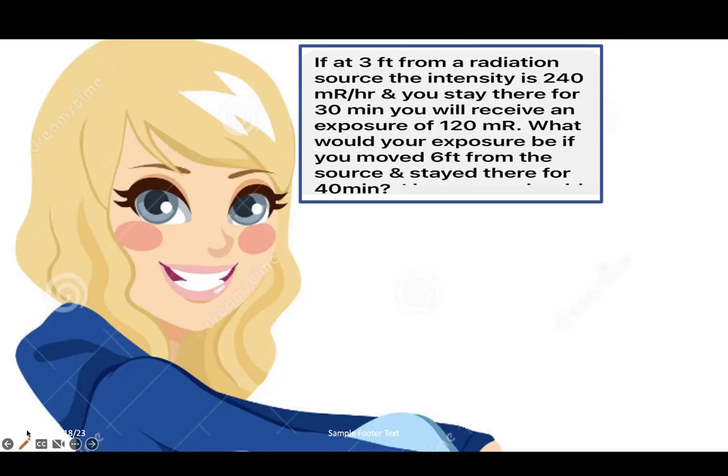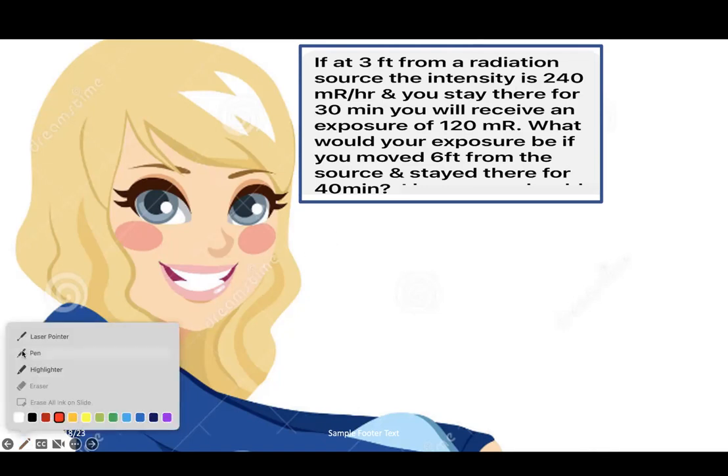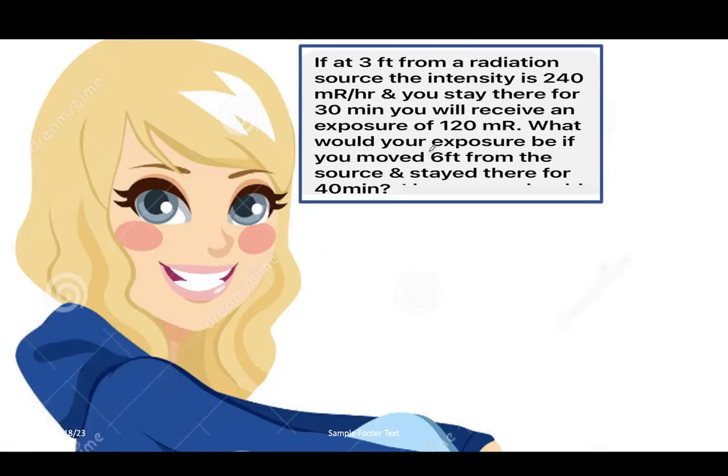Now, the first issue in this problem is it says the intensity is 240 milliroentgens per hour, and we stay there for 30 minutes. And they also said if we moved 6 feet from the source, what would the exposure be if we stayed there for 40 minutes? So this is 240 milliroentgen per hour. So let's put that in minutes so that everything is now in minutes.